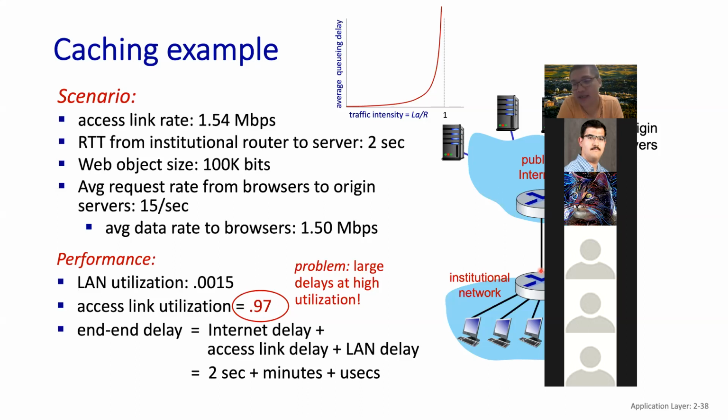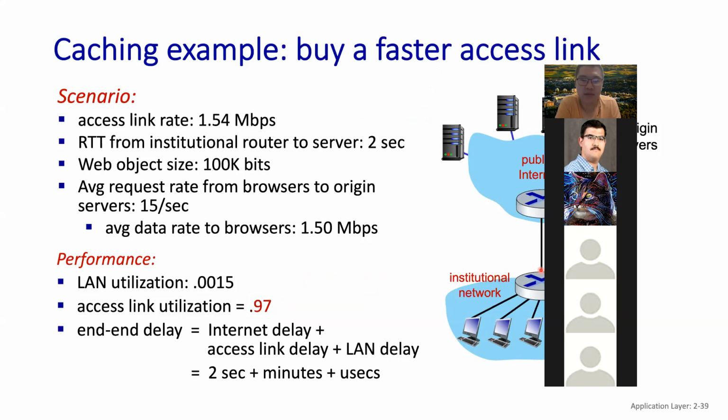So if you add all the delay together, we only care about where the bottleneck is. The bottleneck is the access link delay. The main reason is that the utilization is too high. Okay, this is our conclusion. So how can we solve this problem?